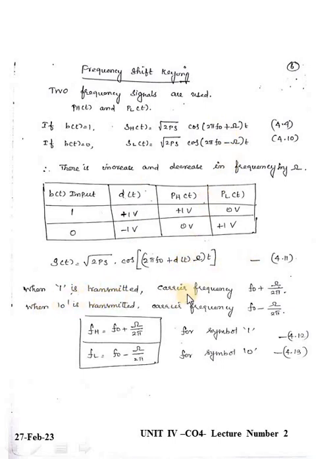So when 1 is transmitted, the carrier frequency is going to be f0 plus omega divided by 2 pi. How are we obtaining this f0 plus omega by 2 pi? This is equivalent to omega t, that is the angular frequency 2 pi f0 of t. So this is the angular frequency omega t, and omega is equal to 2 pi f. When we equate this, we get f equal to f0 plus omega divided by 2 pi.